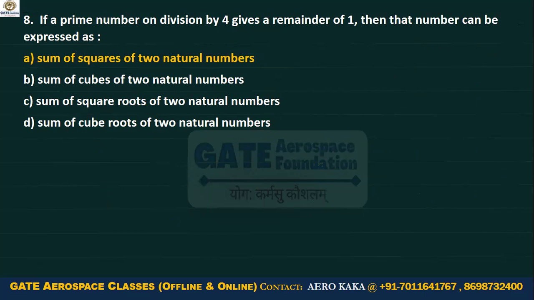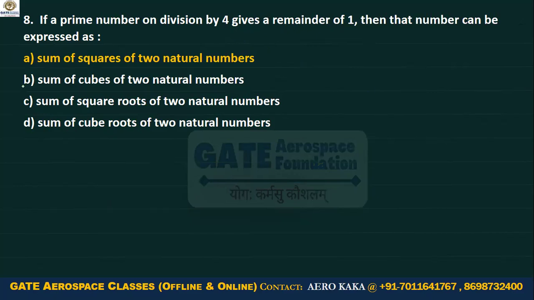The next question is: if a prime number on division by 4 gives a remainder 1, the number can be expressed as the sum of squares of two natural numbers, the sum of cubes of two natural numbers, the sum of square roots of two natural numbers, or the sum of cube roots of two natural numbers. Now, what this question actually says is, if I divide a number by 4 and I get a remainder of 1, what kind of numbers am I going to get?